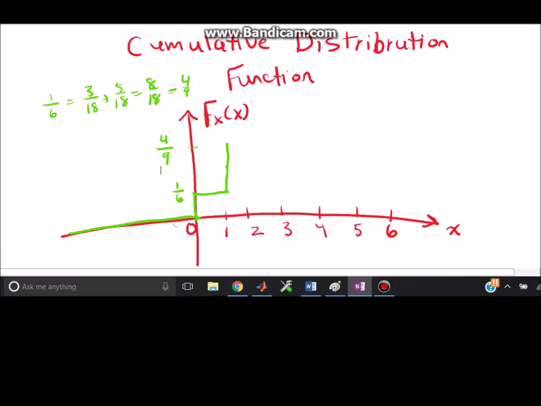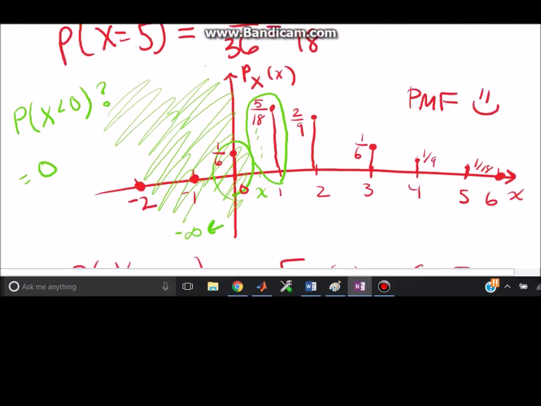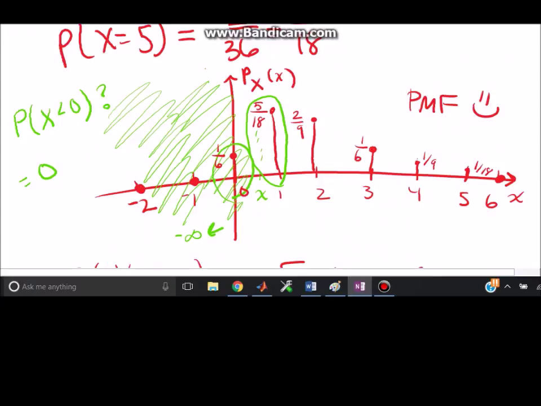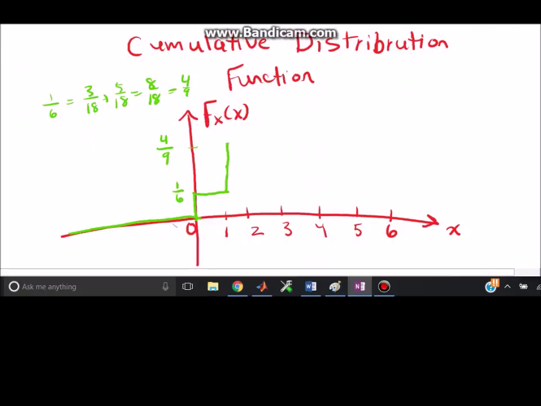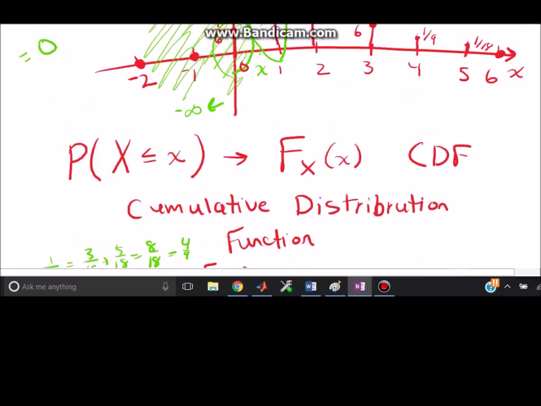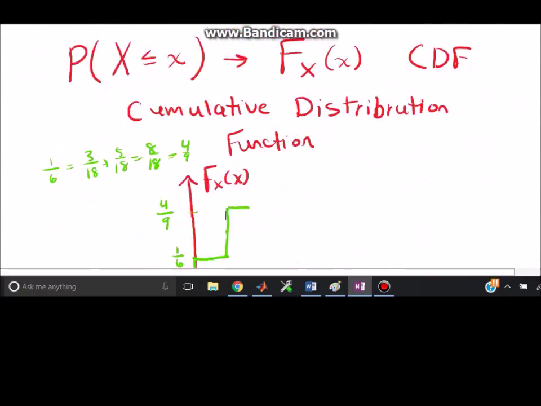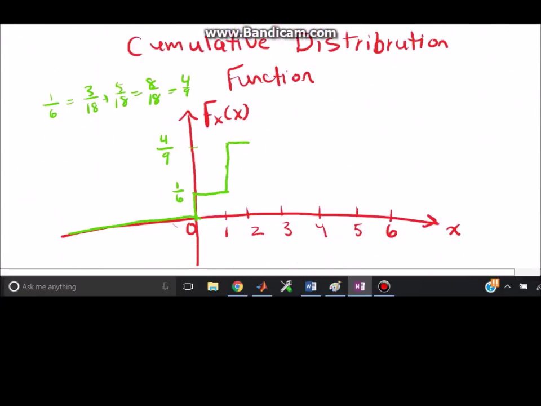Then when we get to 2, I'm not going to keep drawing the same thing that I was just doing, but now when we get somewhere between here, we sum up 5 over 18 and 1 over 6 again. So until we get to 2, it should stay the same value. And then at 2, we'll see the 2 over 9. So we add 2 over 9, and that'll give us 6 over 9.